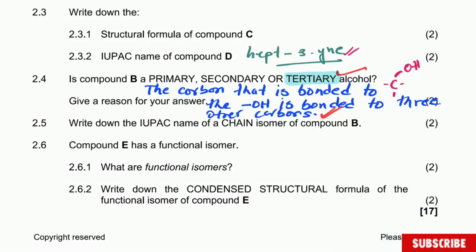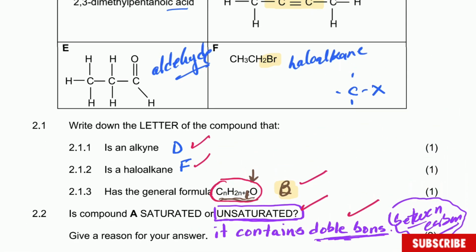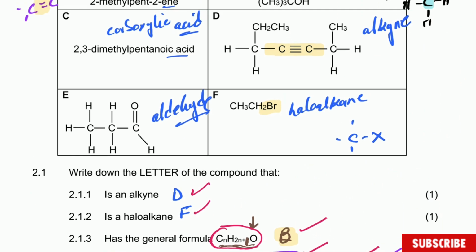Now, question 2.6 says compound E has a functional isomer. Guys, there is a video on functional isomers. I leave the link. It's quite important and it could be tricky. What are functional isomers? Functional isomers are compounds with the same molecular formula but different functional groups. That is functional isomers, and there are 2 marks for saying that. Quite simple. Write down the condensed structural formula of the functional isomer of compound E. Now, what is compound E? It is an aldehyde. The functional isomer of an aldehyde will be a ketone.